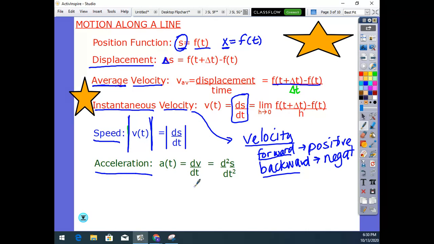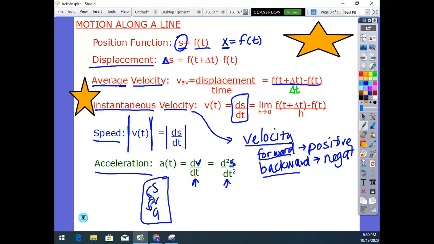Acceleration is the derivative of velocity or the second derivative of position. So remember when we were doing 4 derivatives earlier? I'm going to call this SVA. This is going to be your key to doing all your word problems. You take the derivative of S, of position, to get velocity. You take the derivative of velocity to get acceleration.